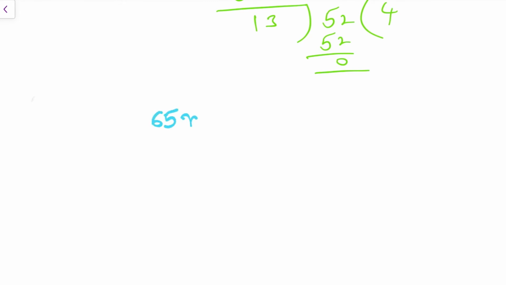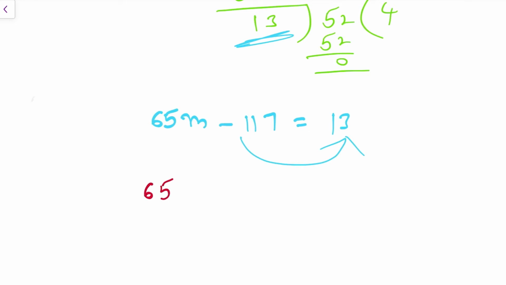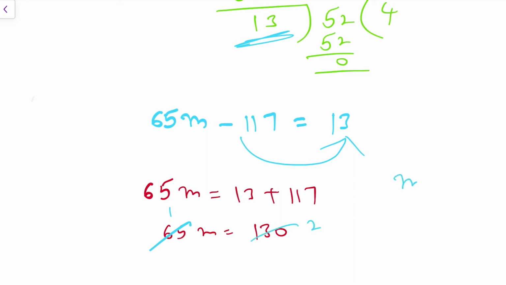But according to the question, the HCF is 65m minus 117. So 65m minus 117 equals our HCF 13. Now take this minus 117 to the right side. If we take minus to the other side, it becomes plus. So 65m equals 13 plus 117. 65m equals 130. 65 twos are 130, so m equals 2.